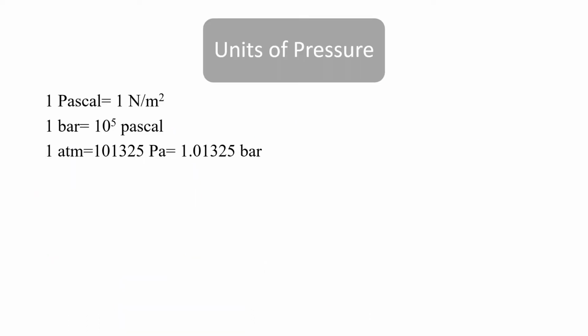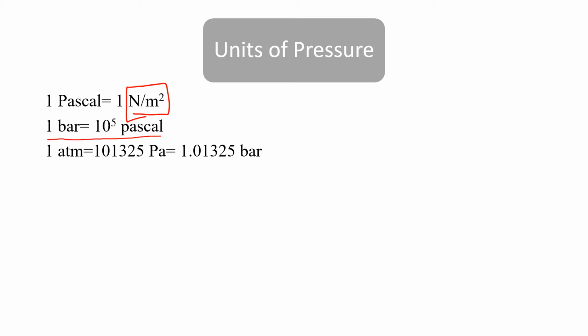So what are the units of pressure? Commonly used units of pressure are Pascal, bar, and Newton per meter square. The SI unit is Newton per meter square, and 1 Pascal is equal to 1 Newton per meter square. Another commonly used unit is bar.